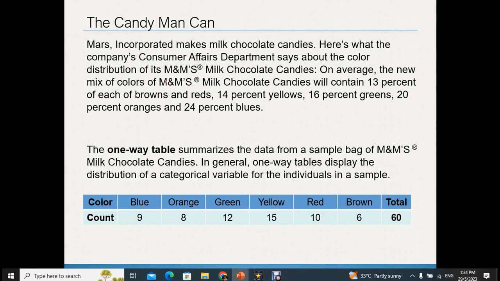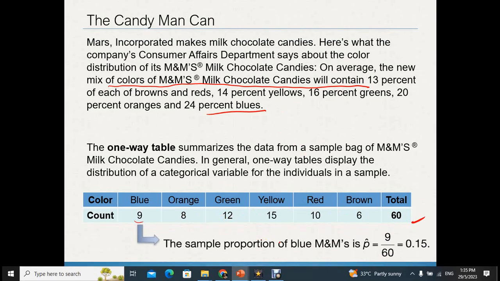Okay, data on average, the new mixed color candy will contain 13% of each of brown, reds, and 14% yellow, 16% green, 20% orange and 24% blue. So one way to summarize the data is a one-way table distribution, where blue is a count of 9, orange is 8 and the rest. So for example, the total is 60. So the sample proportion of blue is 9 divided by the total, which is 0.15.